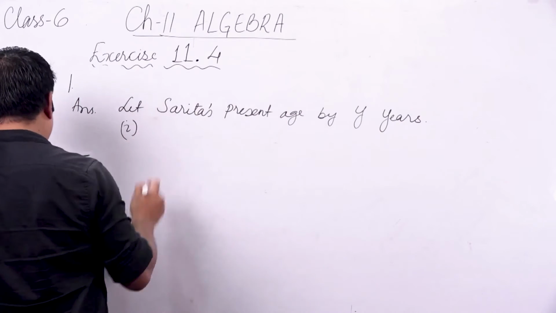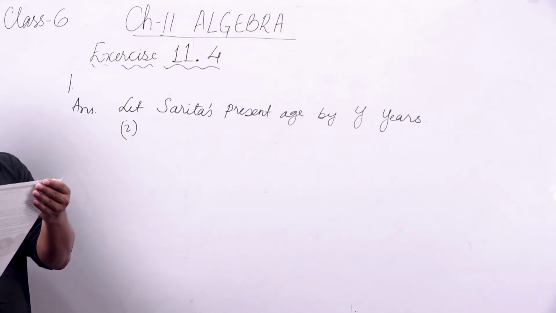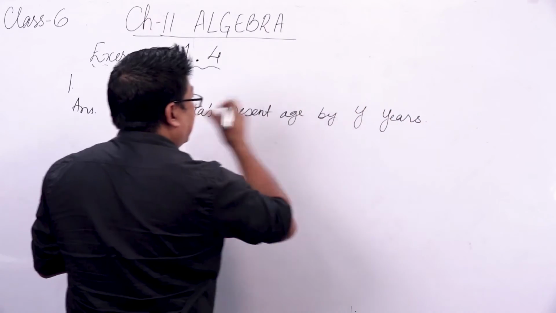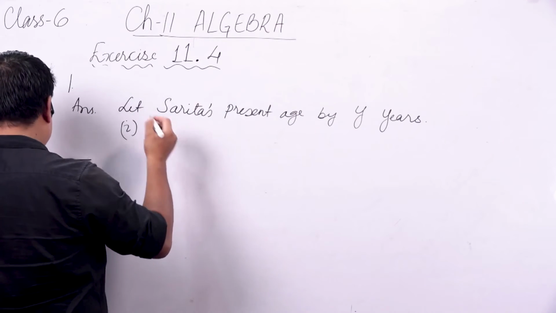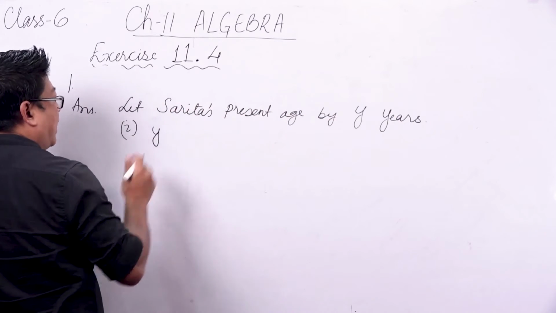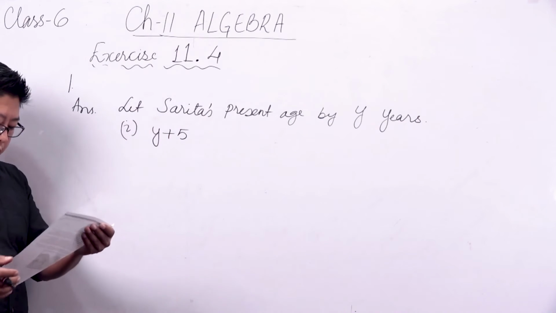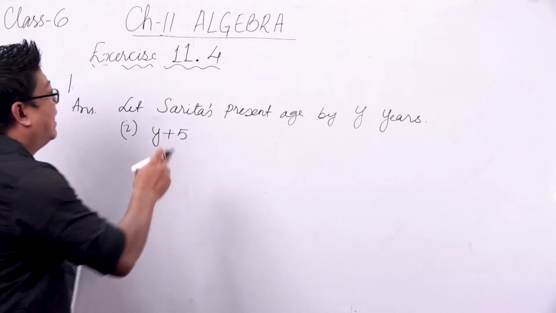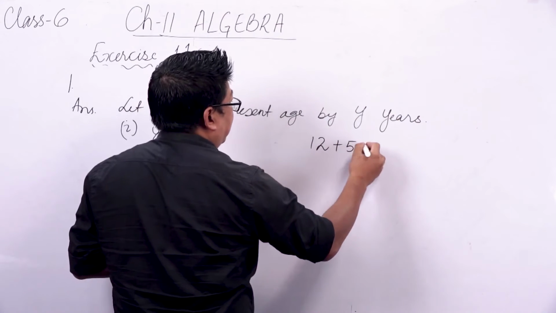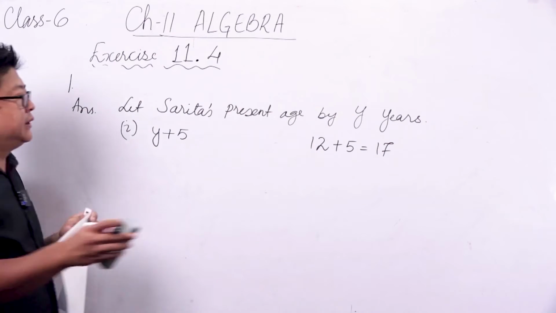Now, the first part of the question. What will be her age 5 years from now? Her present age is y. In 5 years, what will be her age? That means she is y years now, and after 5 years you simply have to add plus 5. So y plus 5. Let's say Sarita is 12 years old now, after 5 years she'll be 17 years. So this is the first expression.